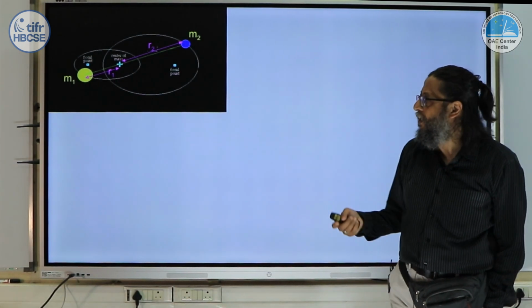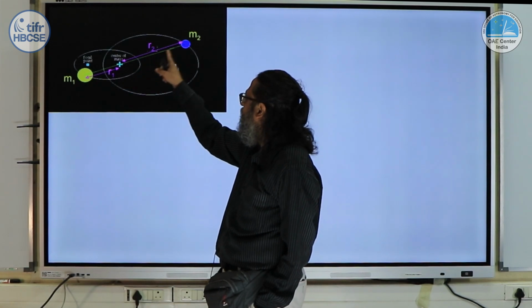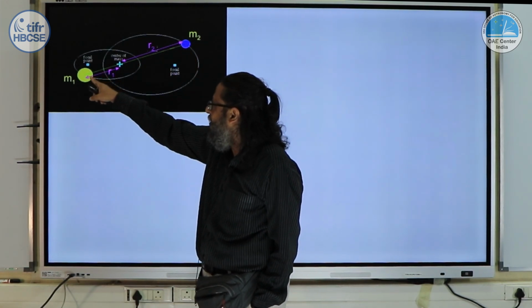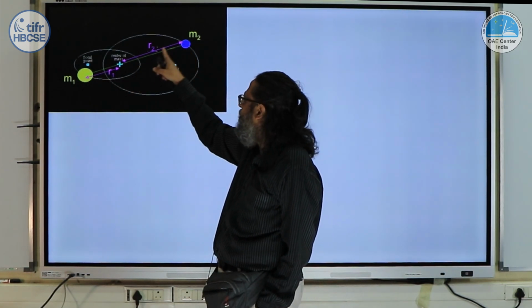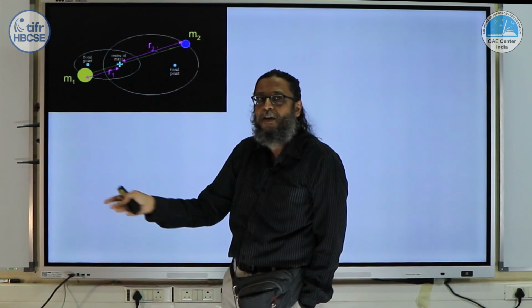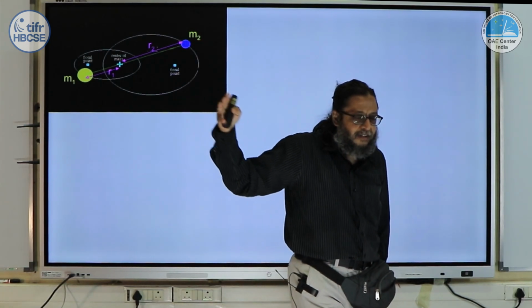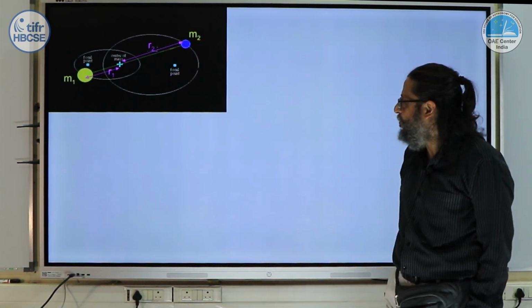And of course, Kepler gave his laws where you didn't consider m2 to be comparable with m1. We always consider m2 to be negligible compared to m1, and we neglect the effect of m2.